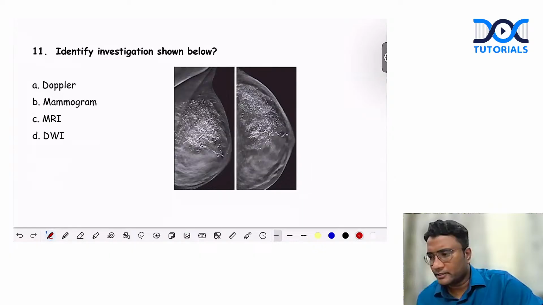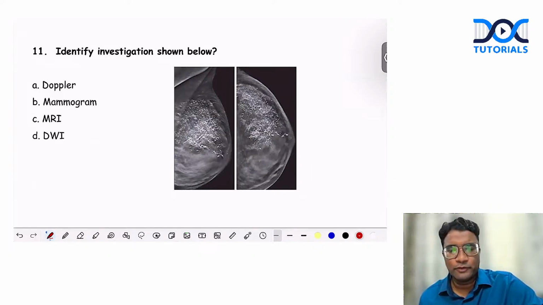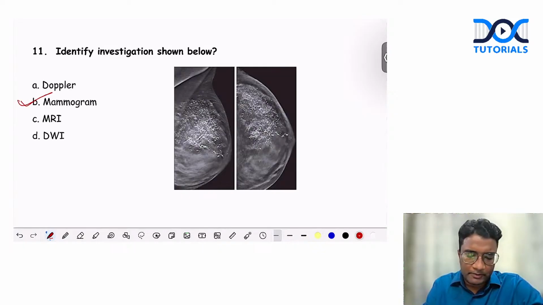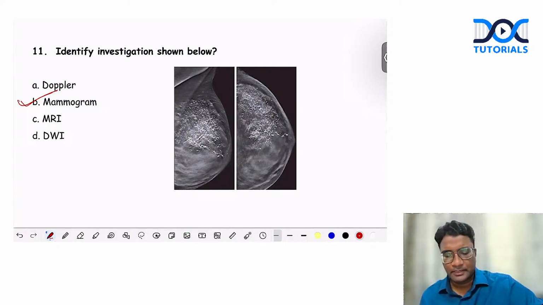Simple. I don't know why the examiner was very kind with you with radiology. They were just asking a straightforward investigation. What is the investigation shown to you? And this was a mammography image. Okay, mammography image that we have.